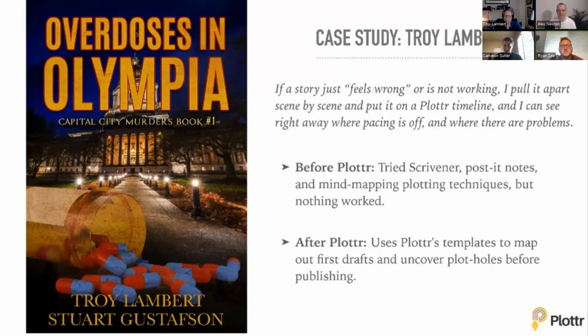And this guy, Troy Lambert, who you might have heard of, says that if a story just feels wrong or isn't working, he can pull it apart scene by scene and put it on a Plottr timeline. Before Plottr, he tried Scrivener, Post-it notes, and mind mapping, but nothing quite worked for him. And after Plottr, he uses the templates, as he just went over in the demo, to map out first drafts and uncover plot holes before publishing.